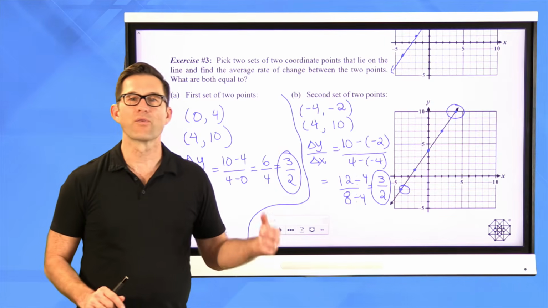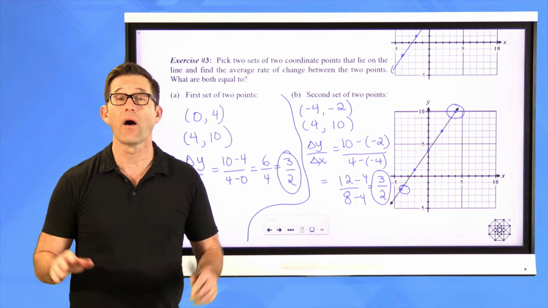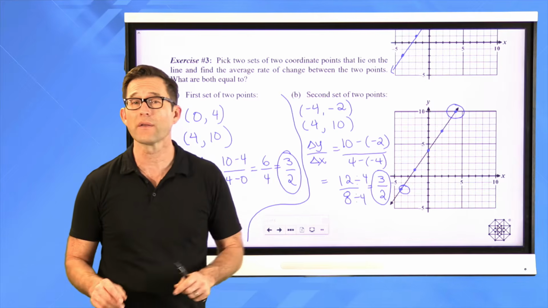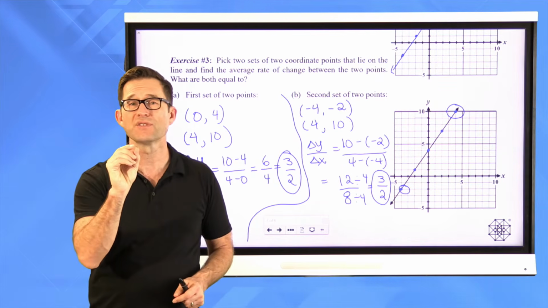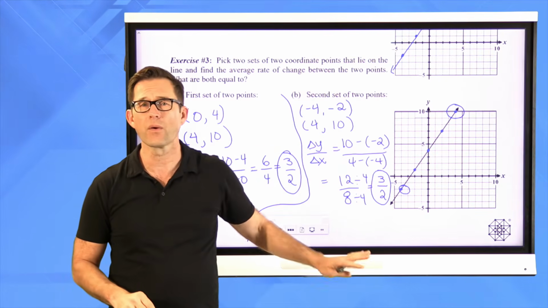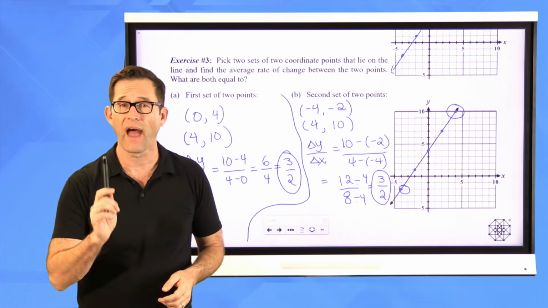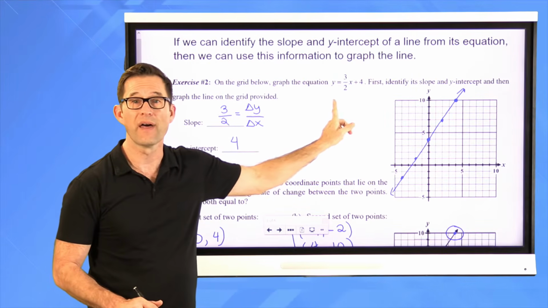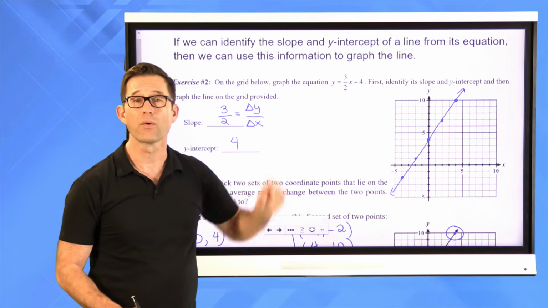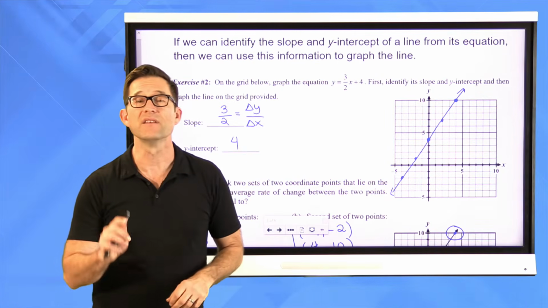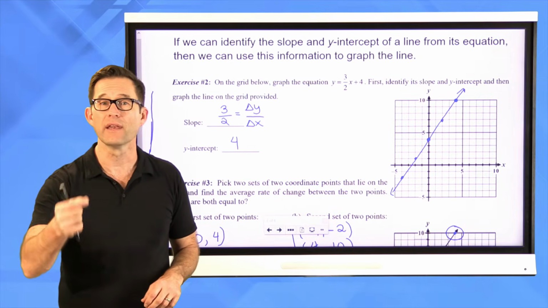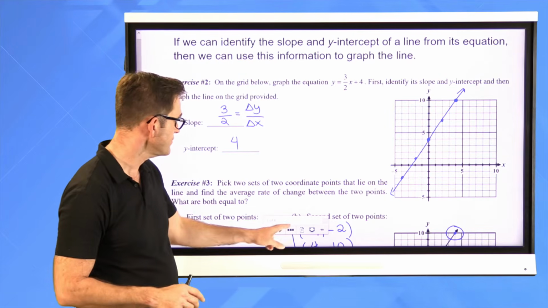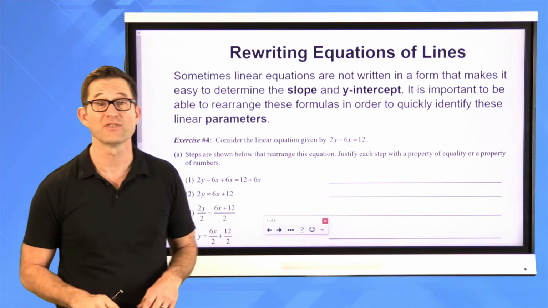By the way, the purpose of exercise 3 is yet again emphasizing that on a line, if you pick any 2 points, whether they're close together, far apart, microscopically close together, or way out there, way down here, if you calculate the average rate of change between those 2 points, you will end up getting the slope of that line. It didn't matter what 2 points we picked. And that is the defining characteristic of a linear function. Any linear function has a constant rate of change. And any function with a constant rate of change is a linear function.